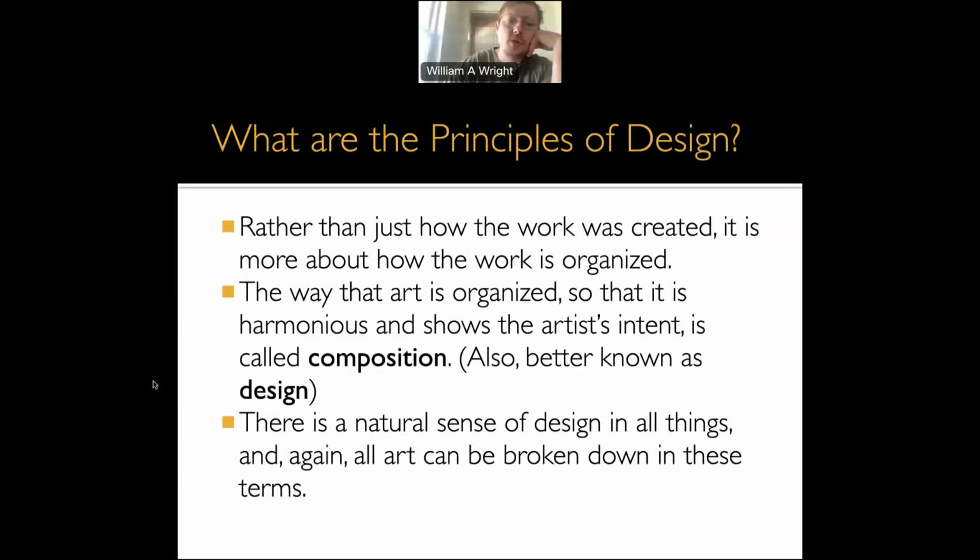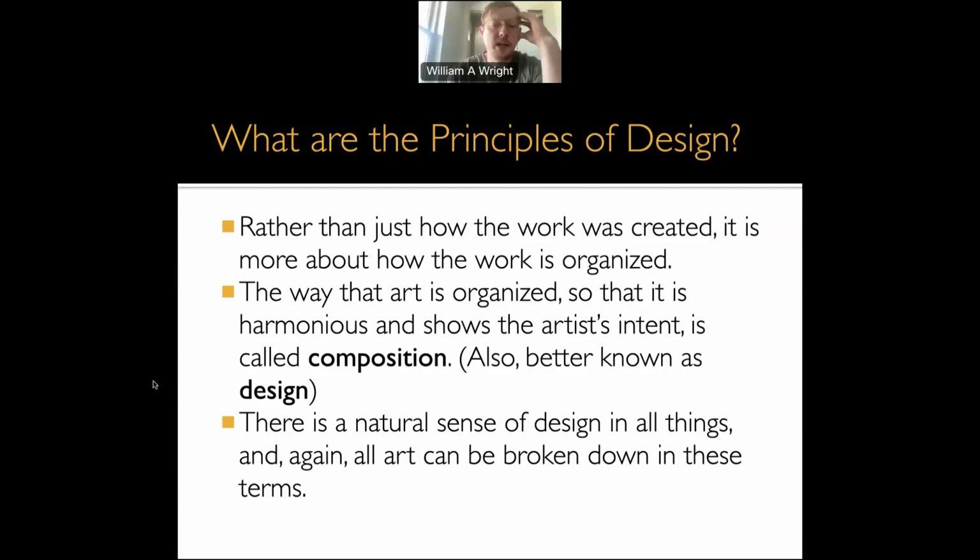The way that the art is organized so that it is harmonious and shows the artist's intent is called composition. You've heard that term before, and now you see this is the definition. It's harmonious and intentional organization. It's also better known as design. So that's why we use the term principle of design. Composition and design are essentially interchangeable. Composition may be a little more specific and design's broad, but still, same idea.